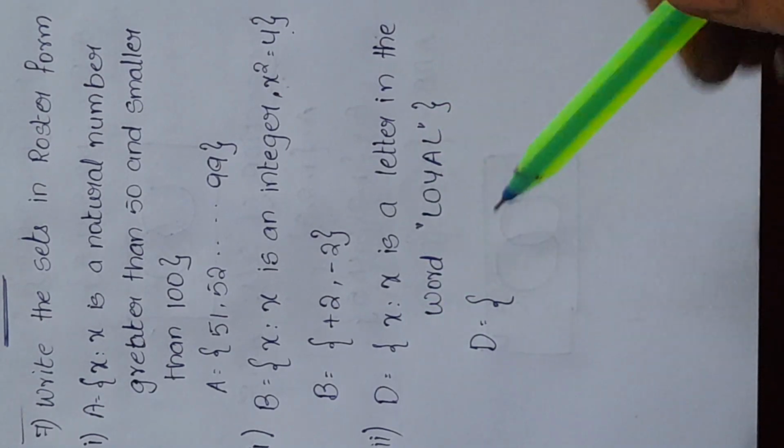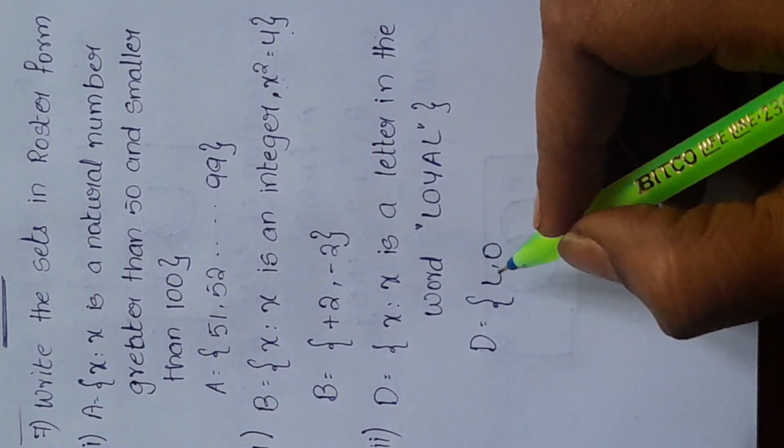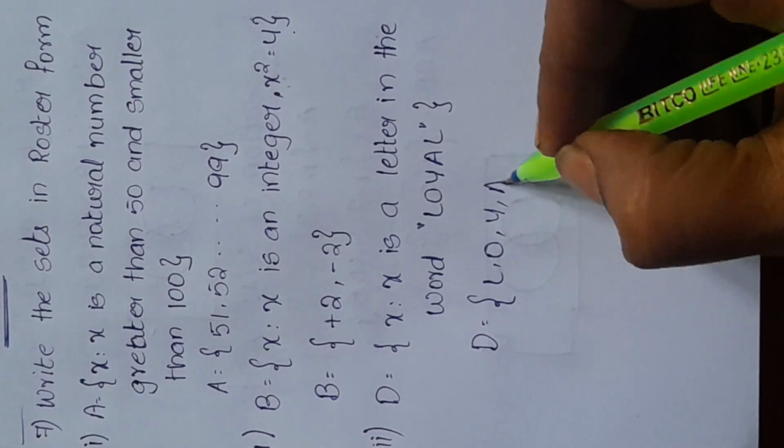Third question is set T, x is a letter in the word "lawyer". We should take the repeated letters only a single time. So L, A, W, Y, E and R.